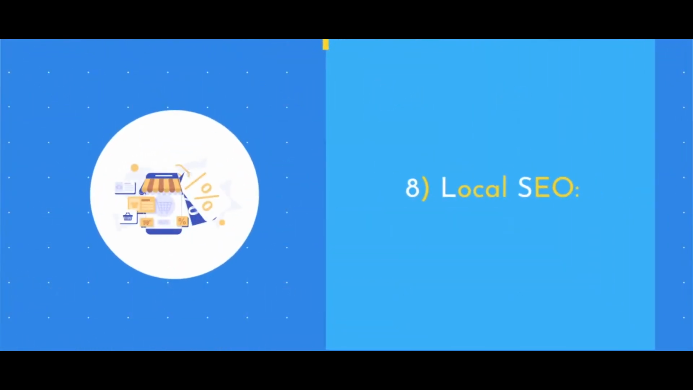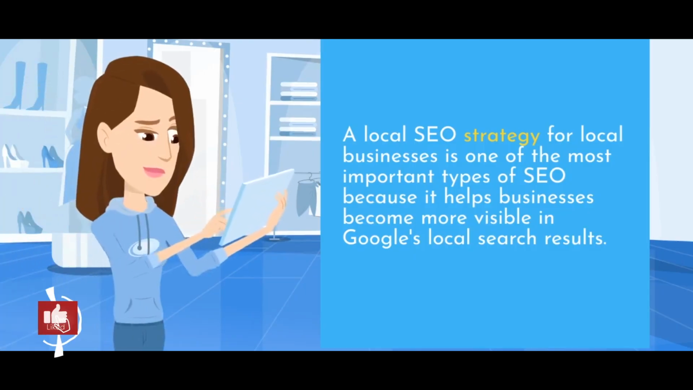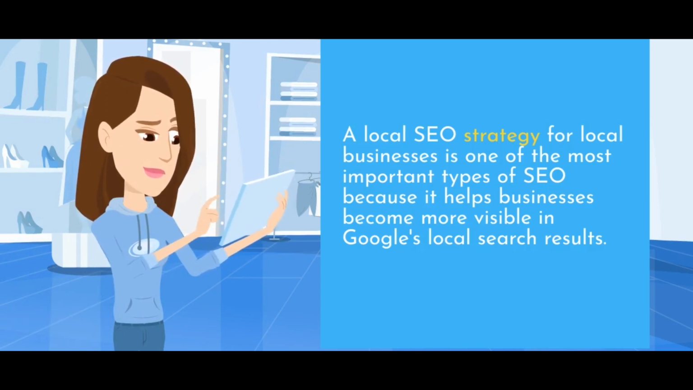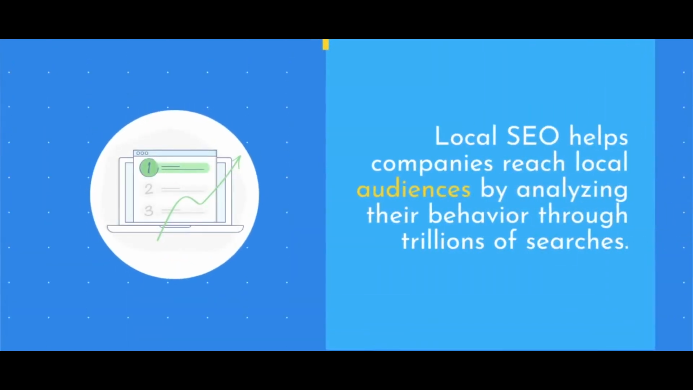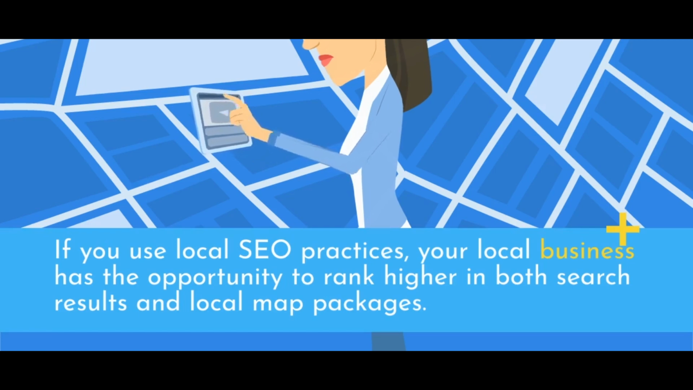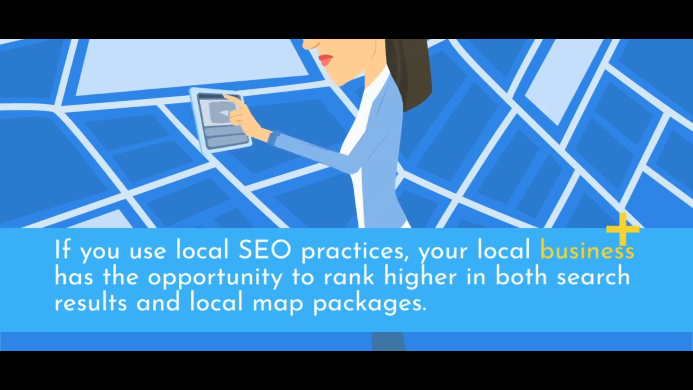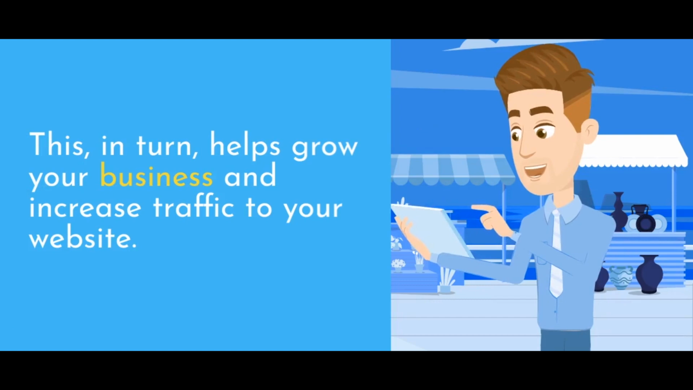9. Local SEO. A local SEO strategy for local businesses is one of the most important types of SEO because it helps businesses become more visible in Google's local search results. Local SEO helps companies reach local audiences by analyzing their behavior through trillions of searches. If you use local SEO practices, your local business has the opportunity to rank higher in both search results and local map packs. This, in turn, helps grow your business and increase traffic to your website.